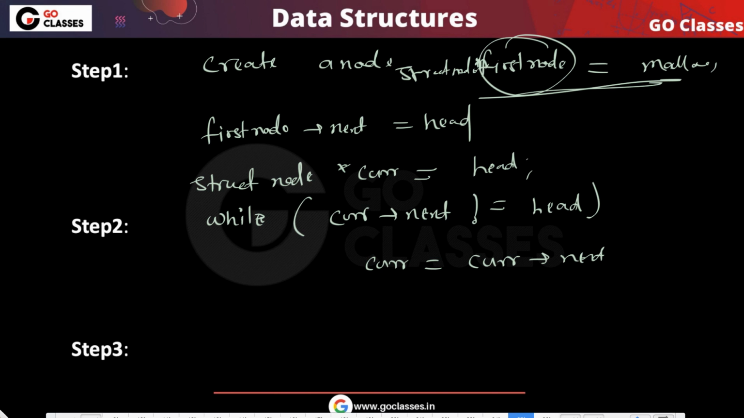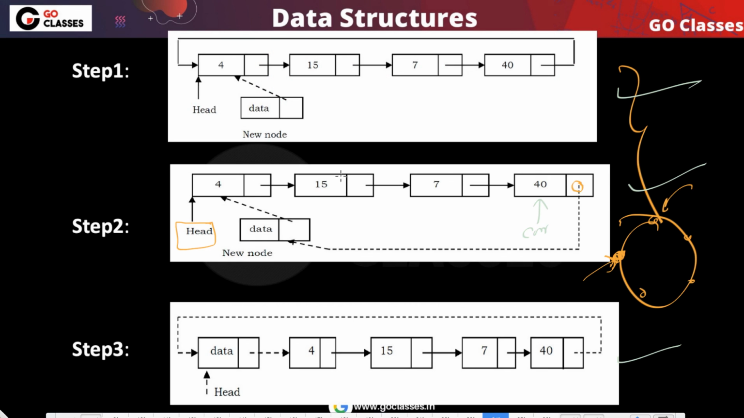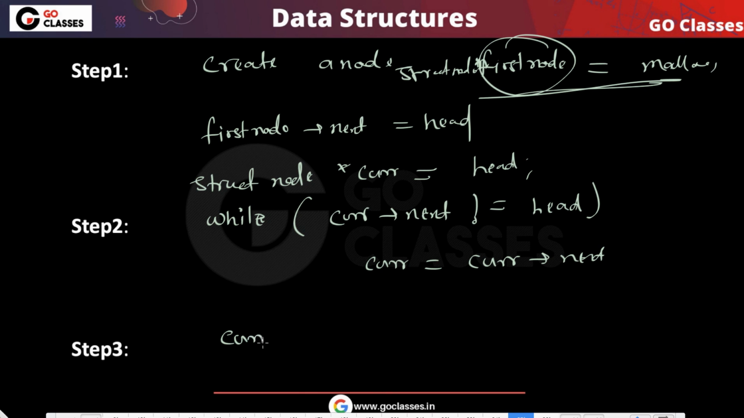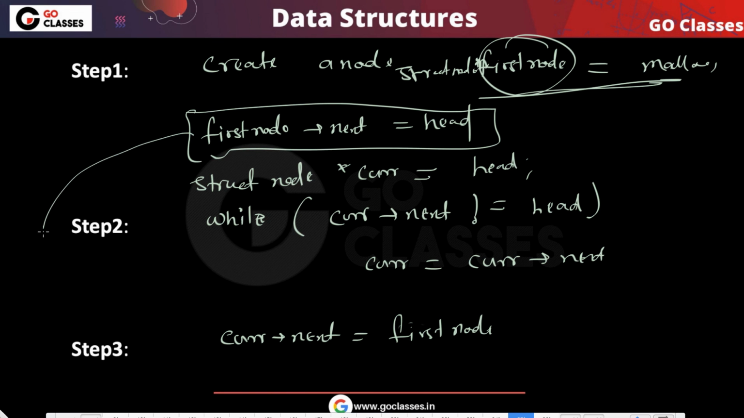Okay, and then what do you want? I think this step is completed, and then you can replicate this step, which means current next should point to whatever this new node is pointing to. New node or first node, whatever you have written. First node, okay? And then this first node should point to the head, that line I have written here, or you can shift this line here also.